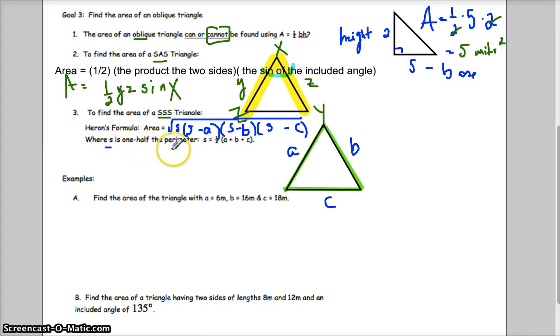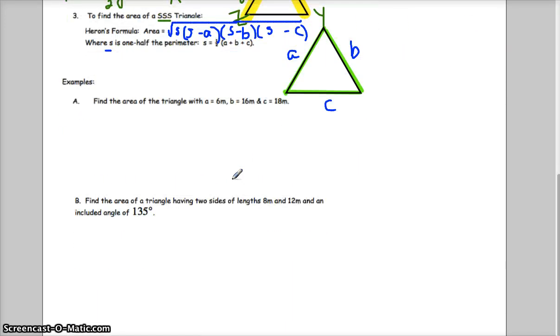S is 1/2 the perimeter of the triangle. Recall that perimeter is the sum of the sides, so you would find the sum of the sides and then find 1/2 of that value. So let's look at examples A and B. We have 2 scenarios here.